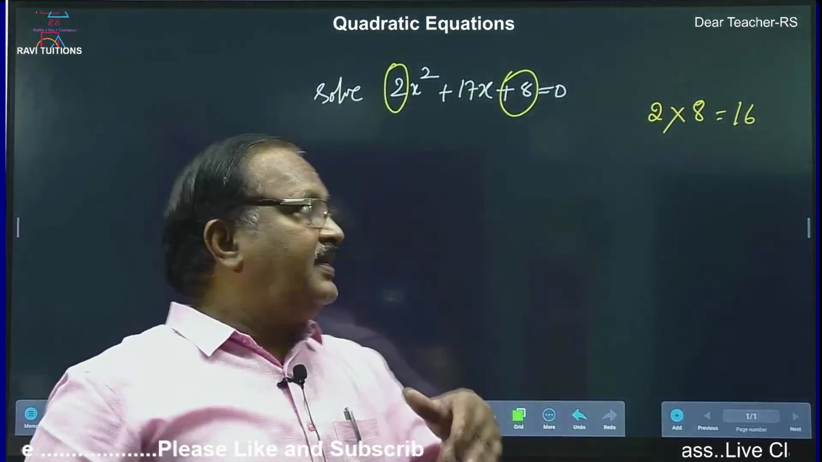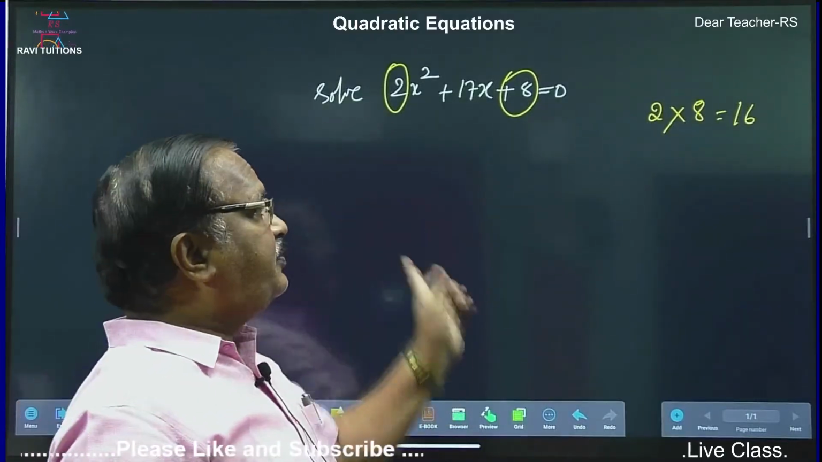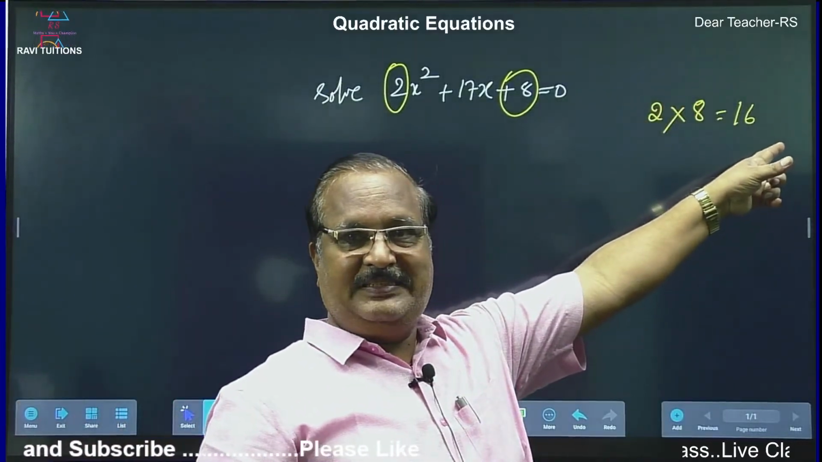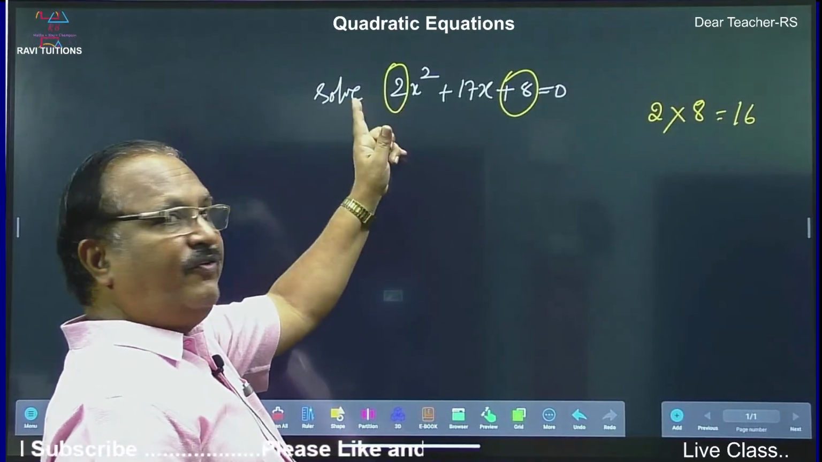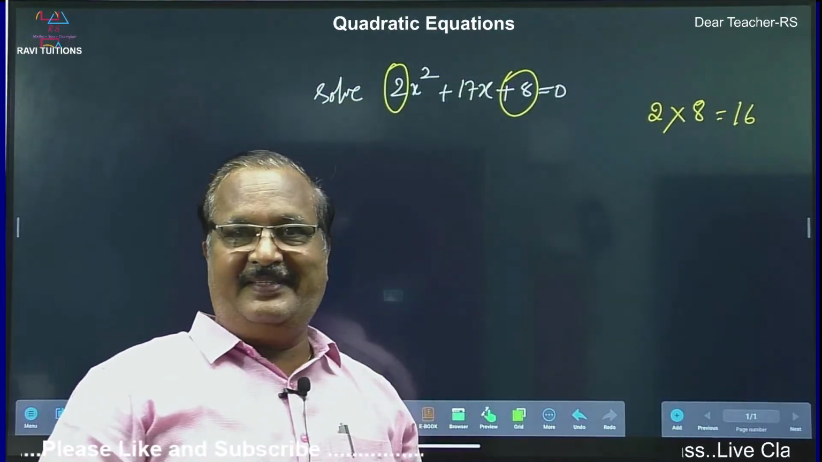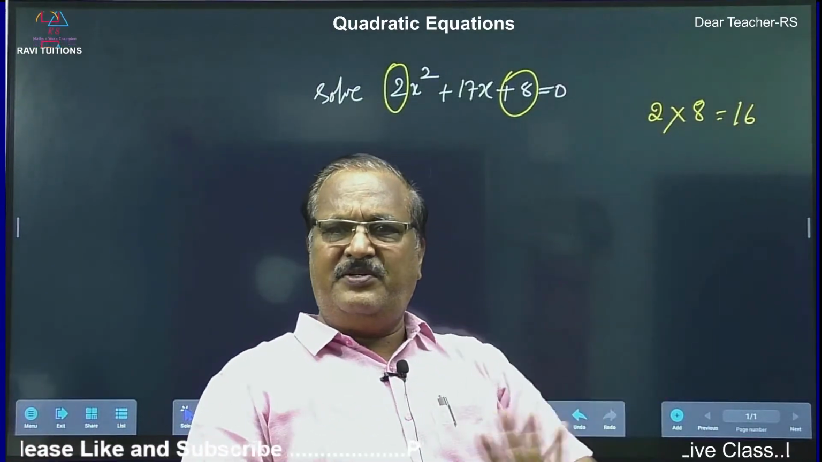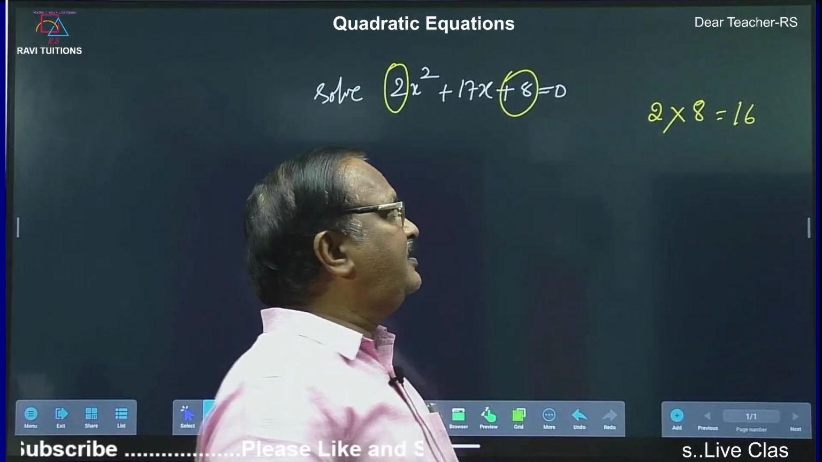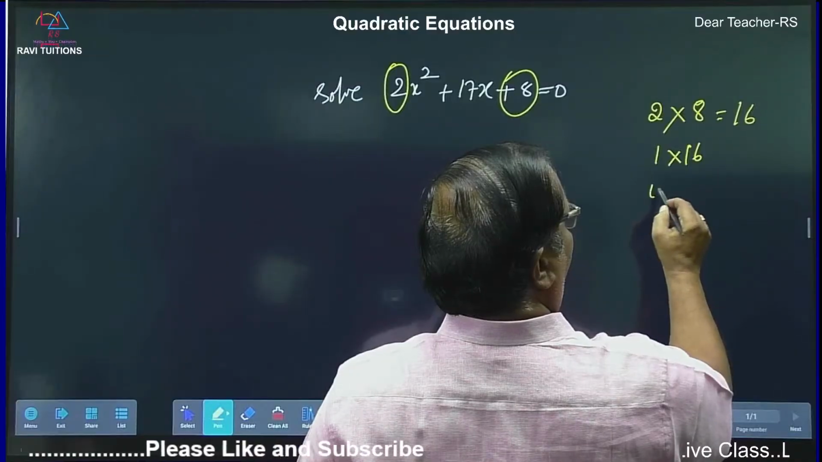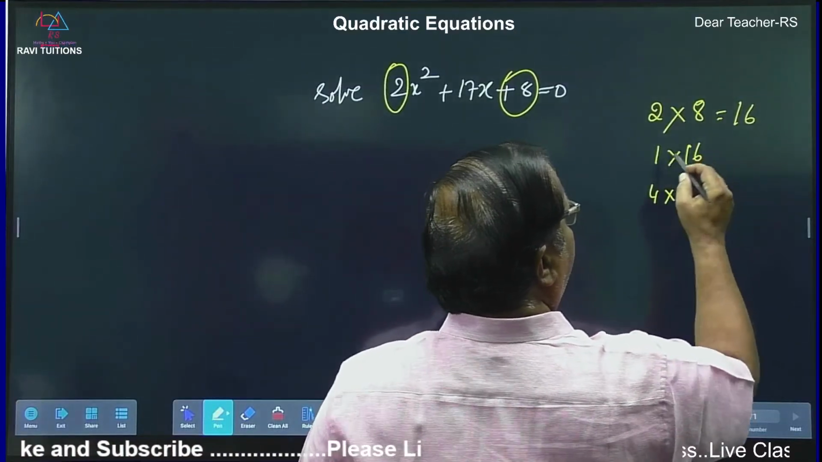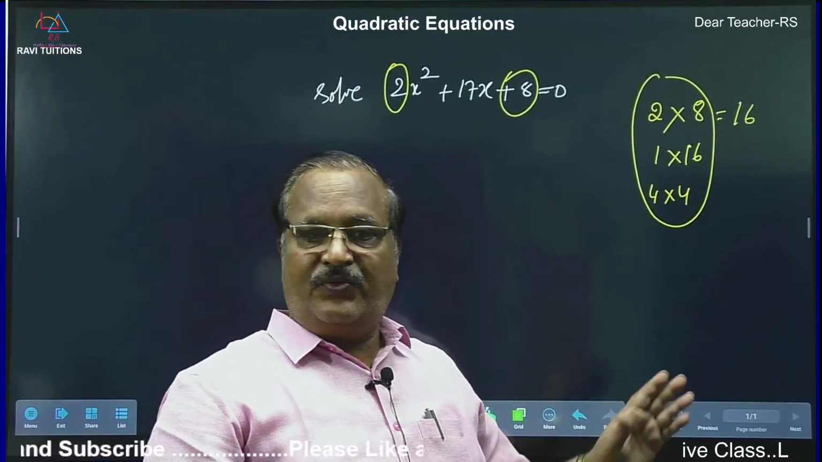because our task is to split this 17x as per the factors of 16. 16 is the product of the x square coefficient and the constant. So now the product is 16, you find out all the possible factors. 2 into 8, 1 into 16, 4 into 4, all these are the factors of 16.